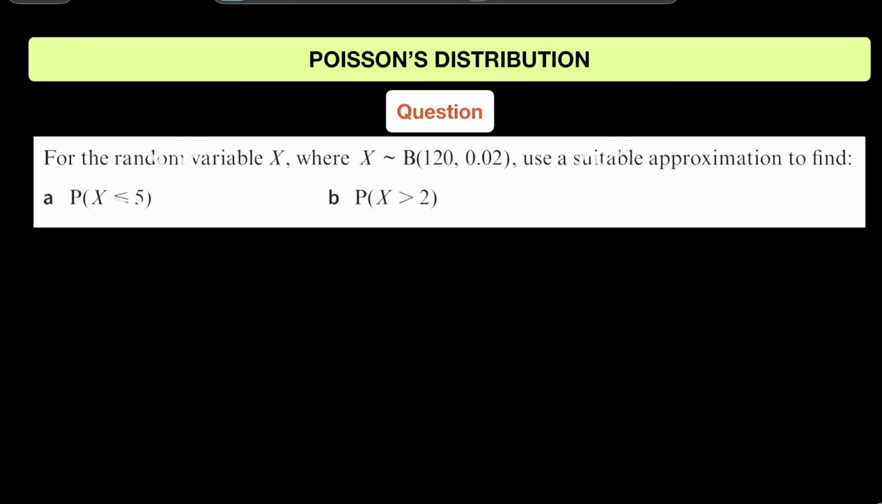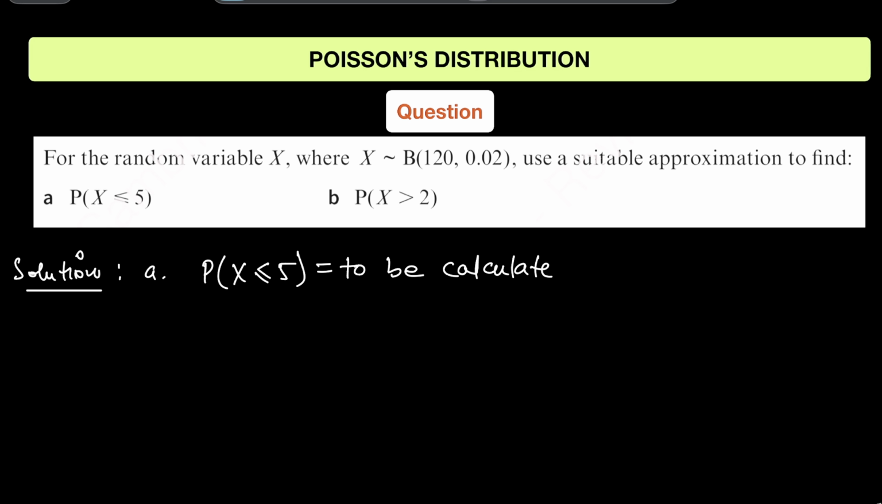So let's start with this. First of all, we will calculate the probability of x less than or equal to 5 for part A. So this is your x less than or equal to 5, which is to be calculated, and we are given x which follows a binomial distribution with the number of trials 120 and probability of success 0.02.